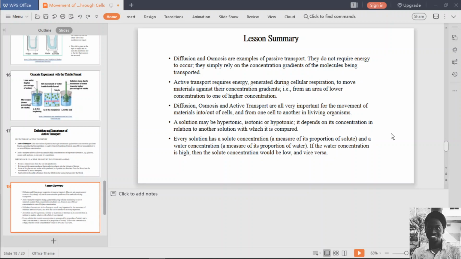area of lower concentration to an area of higher concentration. Now, every solution has a solid concentration, a measure of its proportion of solids, and a water concentration, which is a measure of its proportion of water. And if the water concentration is high, then the solid concentration would be low. And if the water concentration is low, then the solid concentration will be high.